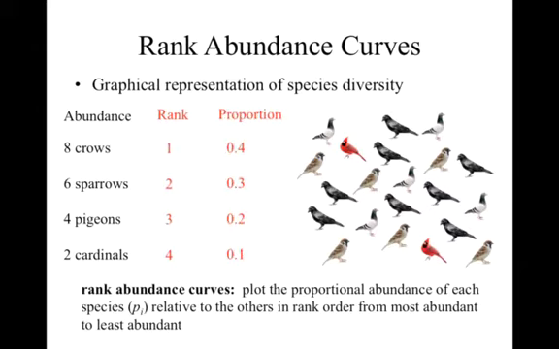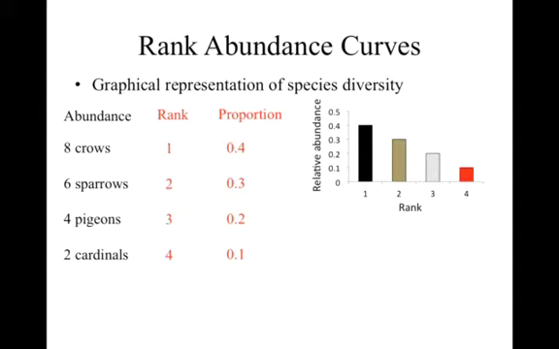To calculate the proportion, I'm just going to count the number of that species and divide by the total number of birds. So I have 8 crows and I have 20 birds, so my proportion is 0.4, 40%. I have 6 sparrows and 20 birds, so my proportion is 0.3 or 30%, and so on and so on. So then what I do is I plot the rank along my x against the proportion along my y, and I can do that as a bar graph. That's a rank abundance curve, but I can also just do it as a line. That's also a rank abundance curve.